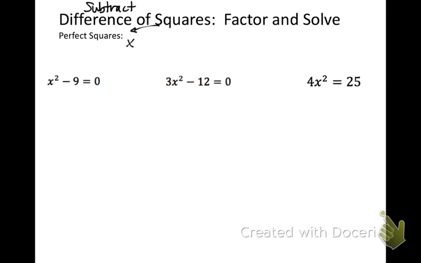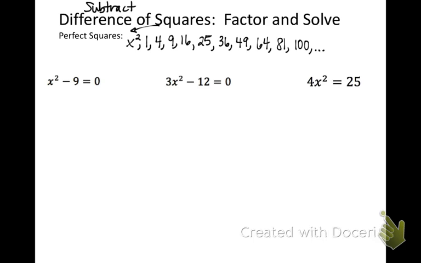Well, x squared is a perfect square. 1, 4, 9, 16. And the way I'm getting these numbers is I'm just taking 1 times 1, 2 times 2, 3 times 3, 4 times 4. Next would be 5 times 5, which is 25, and so on. Make sure you have this list of numbers in front of you whenever you're doing these problems so that you can easily identify difference of squares problems.